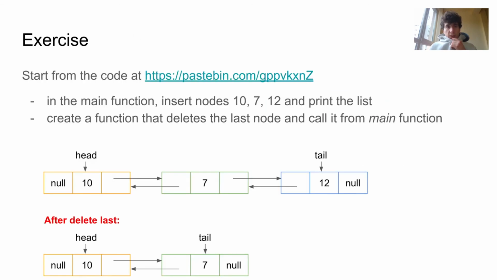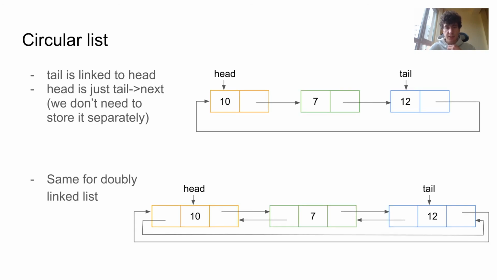All right. We'll skip the exercise. And the last part is circular lists. And here, the idea of a circular list is that the last element has its next equal to the first one. And this way you get like an infinite list.